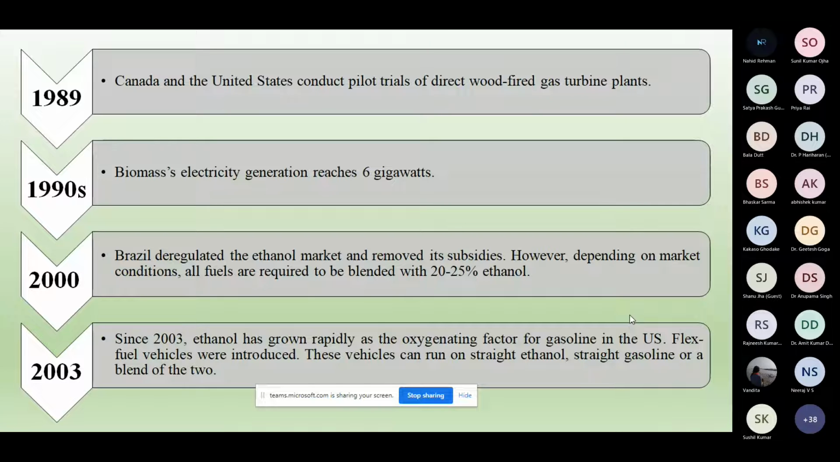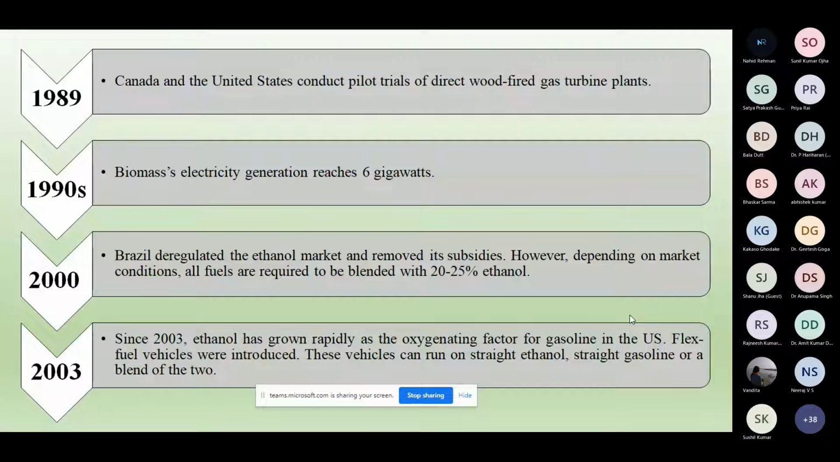So in 2000, Brazil deregulated the ethanol market and removed its subsidies. And it was recommended that all fuels must be blended with 20 to 25% ethanol, which we are realizing now, that blending has to be done. And we are in 2021. We are 20 years lagging behind them.